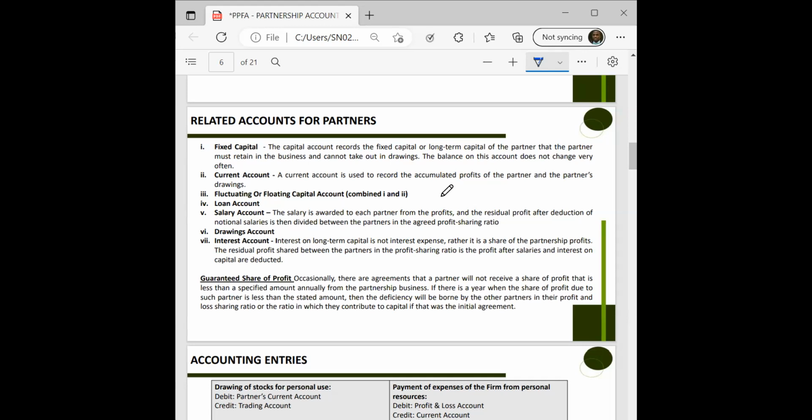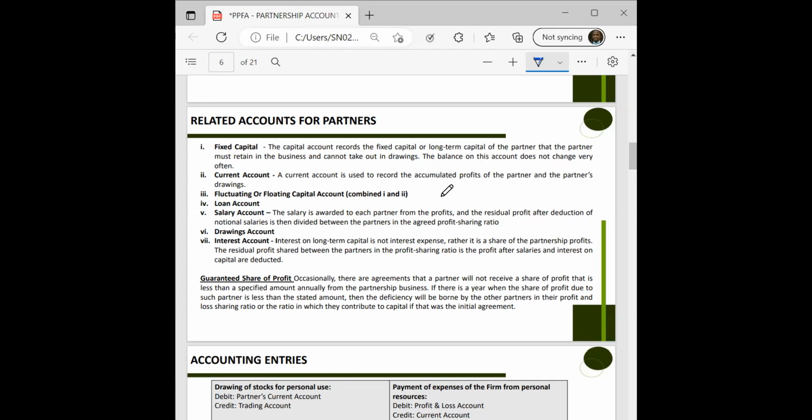Now we have what we call a current account. You've been seeing me mentioning current account since. It's not like your normal savings account and current account. A current account is used to record the accumulated profits of the partner and the partner's drawings. So all the profit that the partner has been making, his accumulated profit over the while, will be in their current account. And if he has drawn also, he has taken out some of the proceeds that he has made, all this while, it will also be in the current account.